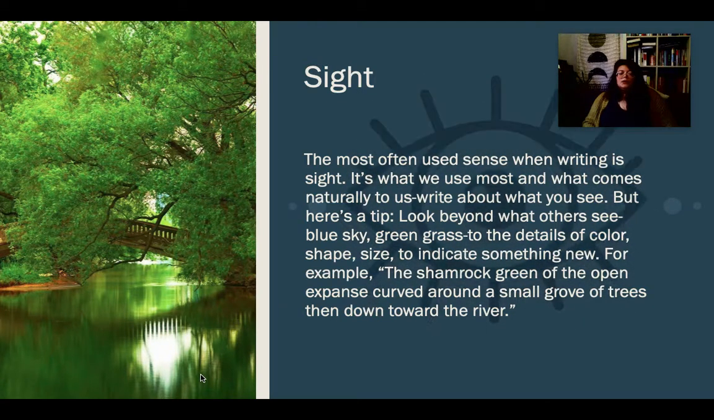For example, the shamrock green of the open expanse curved around a small grove of trees, then down toward the river, right? It's very descriptive; we get a sense of the location. We see setting, we feel setting, right? There's movement being recorded in our sight, but also that very specific green. And I found this picture, and for me, it's definitely that shamrock green they're referring to, right? Curved down toward the river.